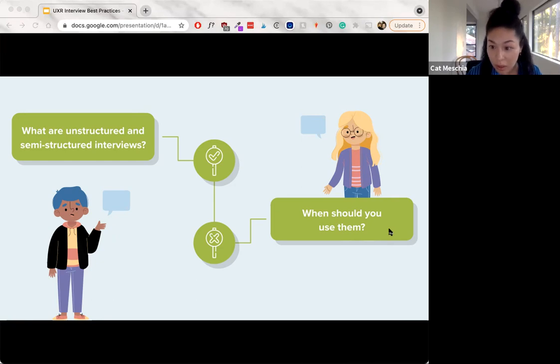I'm going to pause real fast to see if there are any hands. All right, don't see hands, so I'm going to take that as a sign to keep going.